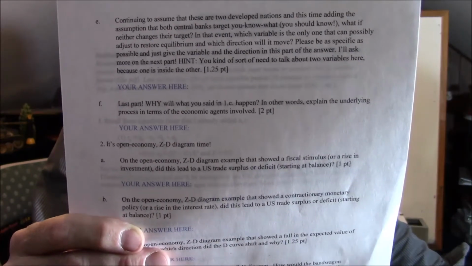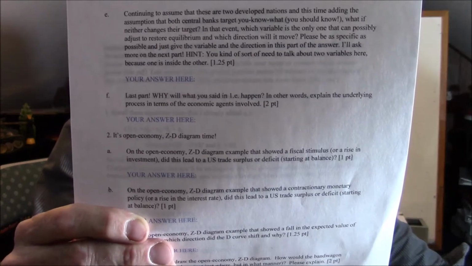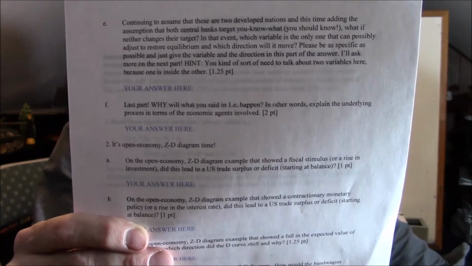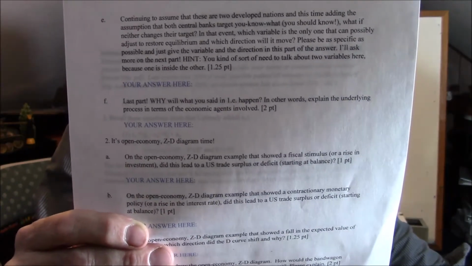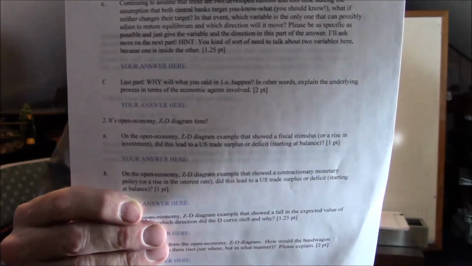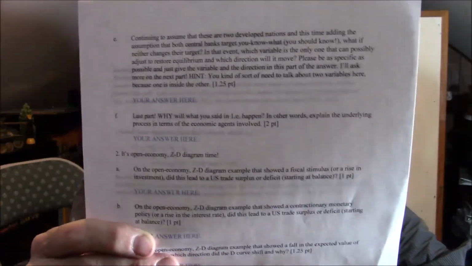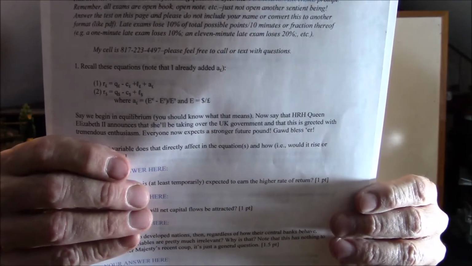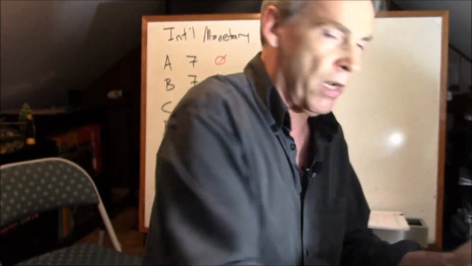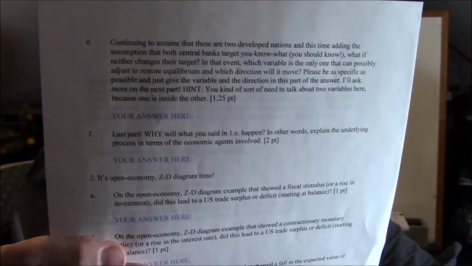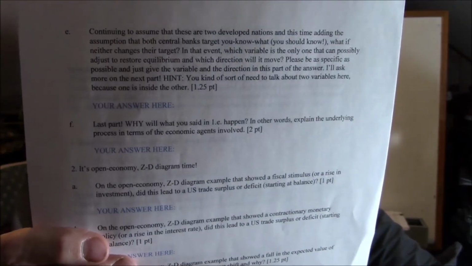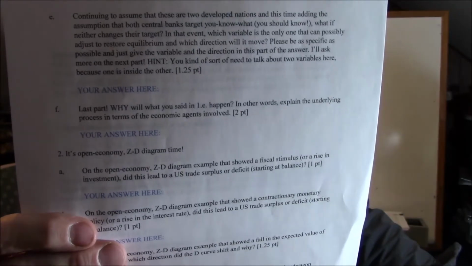Please be as specific as possible, because what I wanted you to say was E superscript S. It's going to be the spot exchange rate that adjusts, thereby changing A. But if you just said A, well, there are two different variables in A. So why was A changing? I tried to make it clear, and it worked pretty well, because as you can see, the grades were very good. Hint: you sort of need to talk about two variables here because one is inside the other.